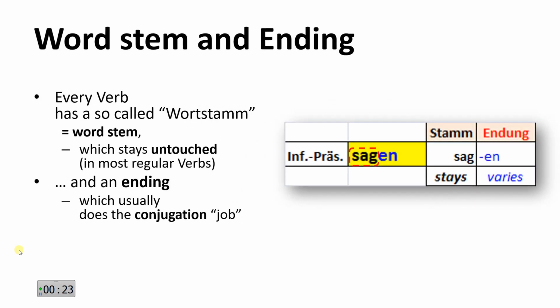So every verb has a word stem and an ending. The word stem, here for example the word sagen, to say, the stem of it is SAG, and this word stem will not change. It stays the way it is, while the ending EN varies according to which person is talking.